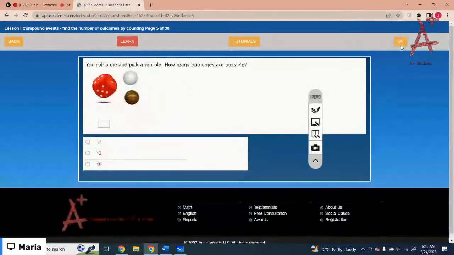You roll a dice and pick a marble. How many outcomes are possible? So on a die, you have 6 faces. A die has 6 faces. Got it? So the outcome for the dice is 6, and for the marble 2, so 6 times 2 makes 12. Got it? That means the total outcomes are 12. So the correct option is 12.